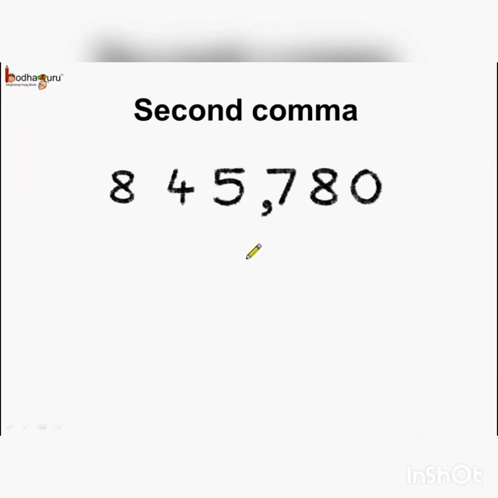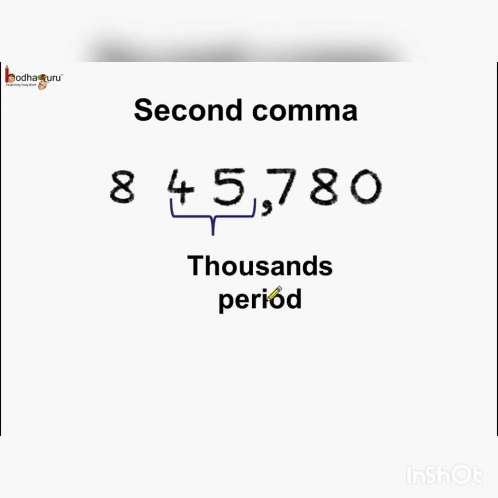Next, if we talk about the second comma, where does it come? We know the first comma is marking thousands and it is placed after the units period. And after the units period we have the thousands period. So the comma is placed after the thousands period. And what does it mark? It marks how many lakhs. So here we have 8 lakhs. And if we read the number, then it is 8 lakhs 45,780.